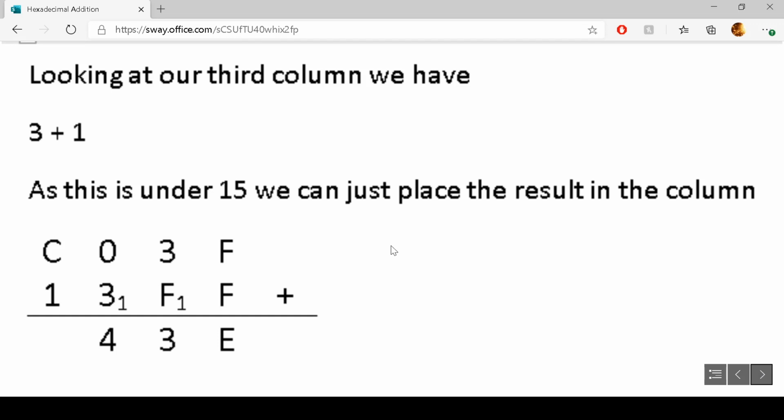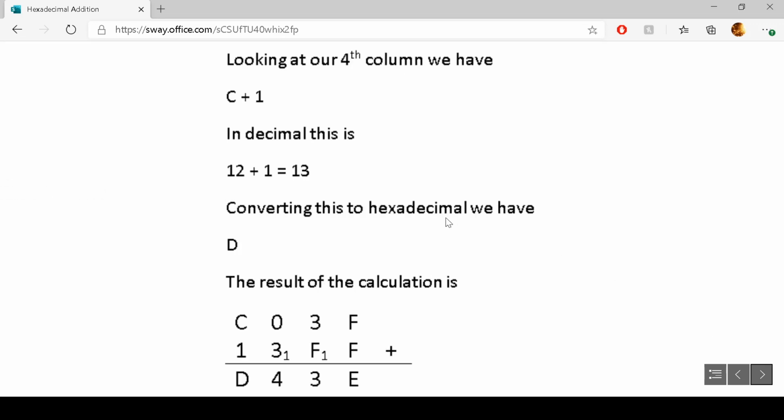Looking at our third column, we have 3 plus 1. 3 plus 1 is 4. And moving on to our last column, we have C plus 1. C is 12, so 12 plus 1 is 13. And 13 is D. So our final result is D43E.